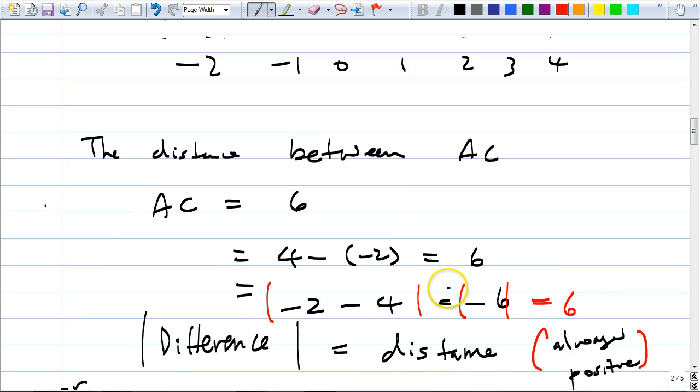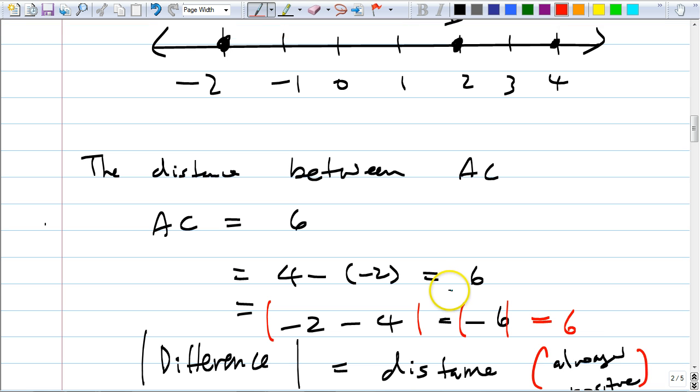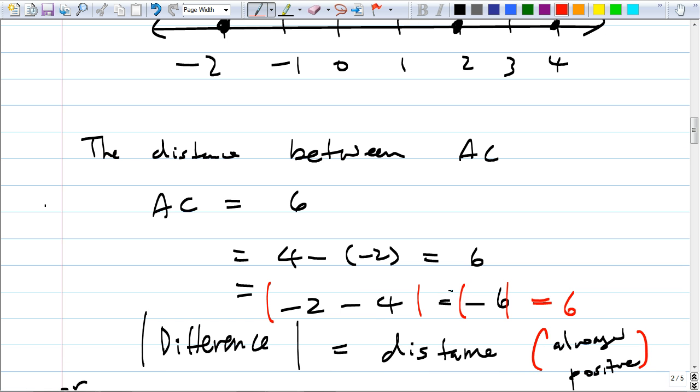So to find the distance between two points, you just use their coordinates, take the difference of their coordinates, and then take the absolute value. You always get the distance. And of course, distance is always positive, right? So it makes sense. You take their difference, and you get the distance. Okay.